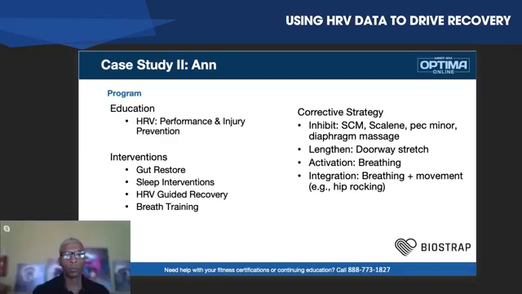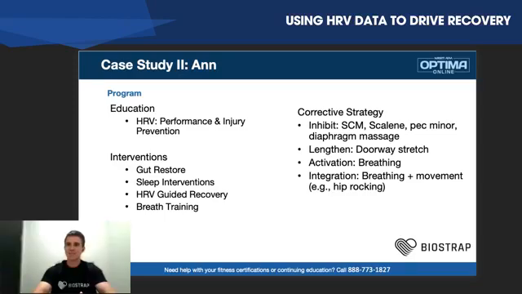Okay. Now, is this the same personality as our previous case? They're very driven. Yeah, driven, but by different outcomes, right? Maybe Bob wants to make some money, and Ann just wants to perform for the love of the sport, and the money does come with that.